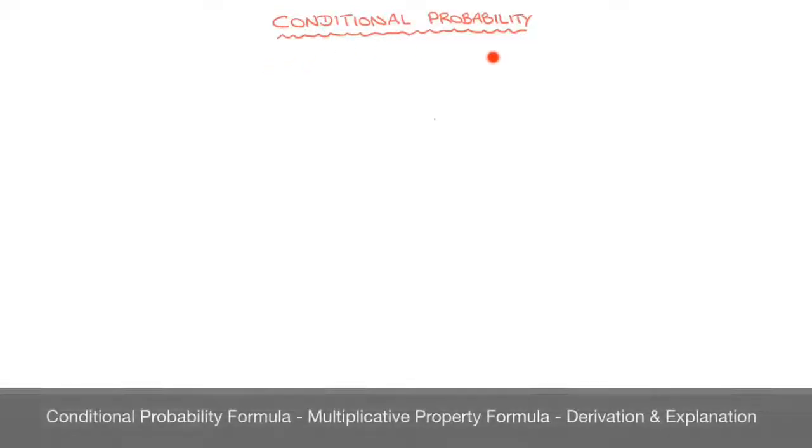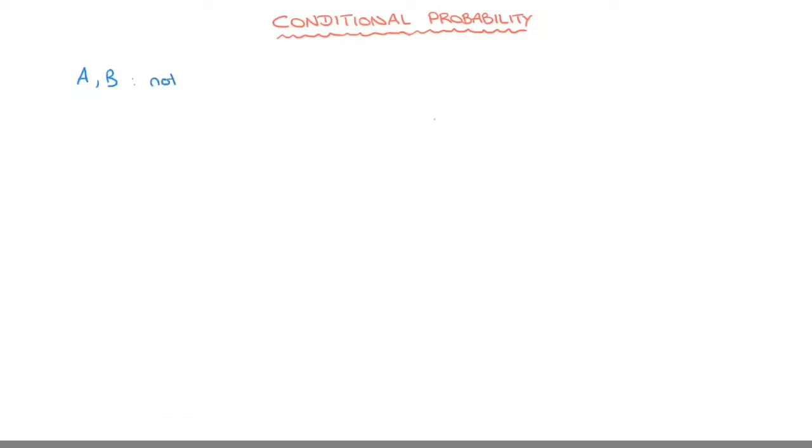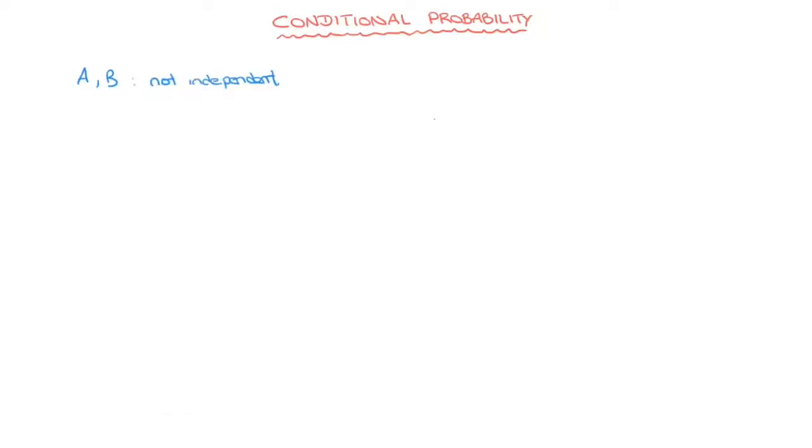When studying conditional probability, we're dealing with events such as A and B, which are not independent. This means that the probability of one event occurring is affected by whether or not the other event has occurred. And the first formula we learn is the conditional probability formula, which states the following.